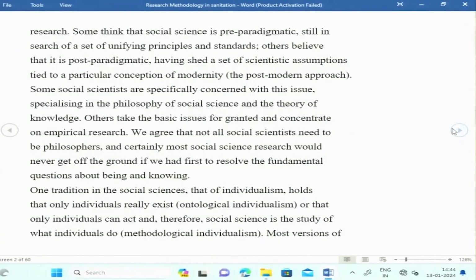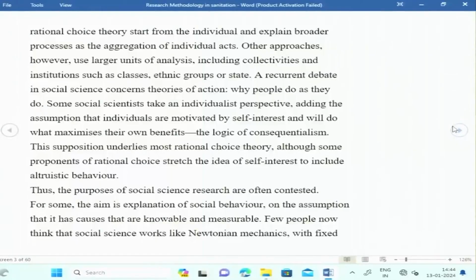Now, the point is that we have to see how individuals really exist. That is the basic thing we have to uncover, and the basic idea is that we have to speak about ontological individualism. Apart from that, we also have to see how science is the study of individuals, and there the basic concern is methodological individualism. The third aspect is rational choice theory, which speaks about how individuals make their choices out of the available sources.